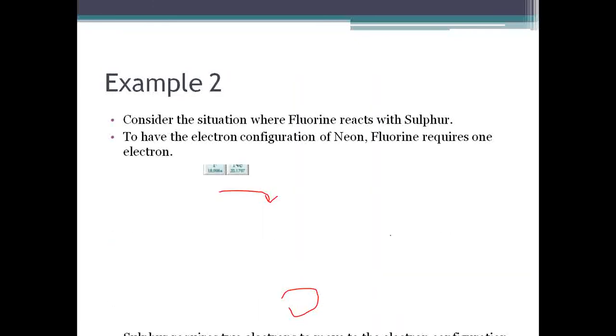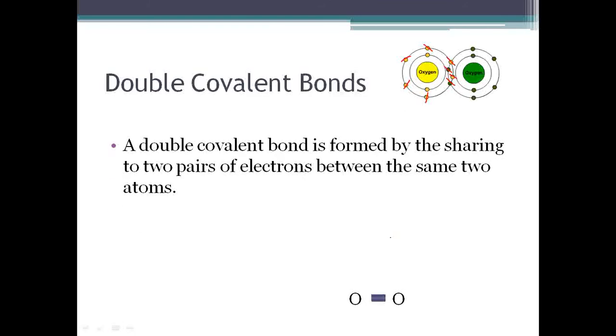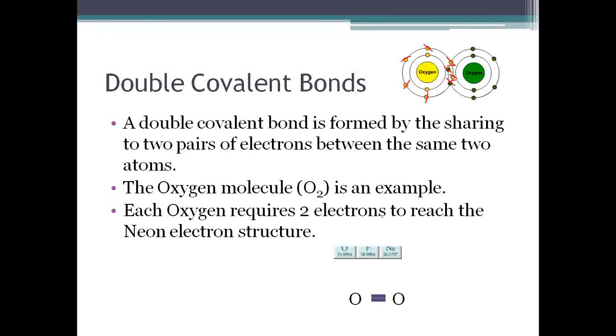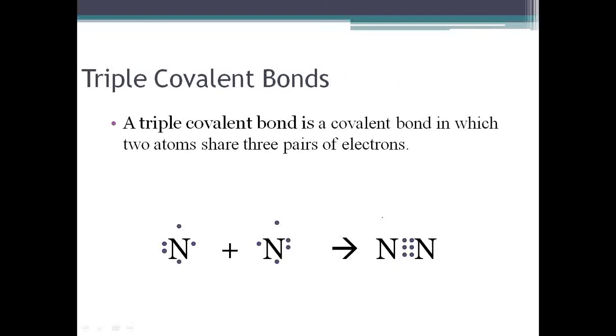So if we go back to oxygen again, here, it's sharing 2 pairs of electrons there and there, so you'd write it like this. But wait, there's more. You can also have not only double covalent bonds, but triple covalent bonds.